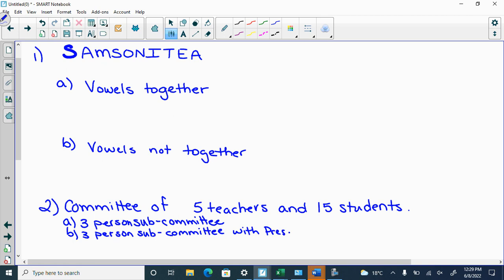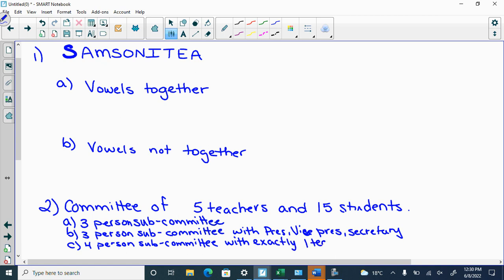With Prez, Vice Prez, that's a C. Secretary. Four-person subcommittee with 1 teacher, exactly 1 teacher. Four-person subcommittee with at most 2 students.